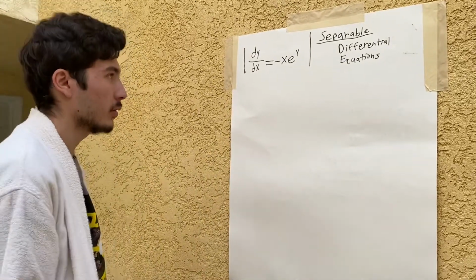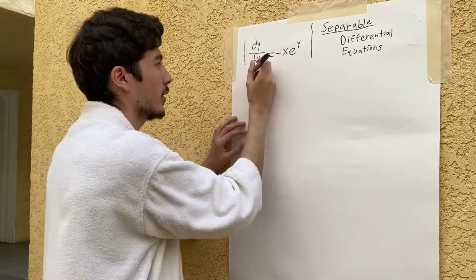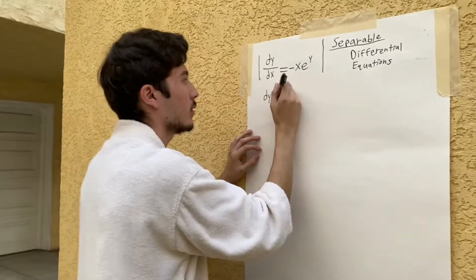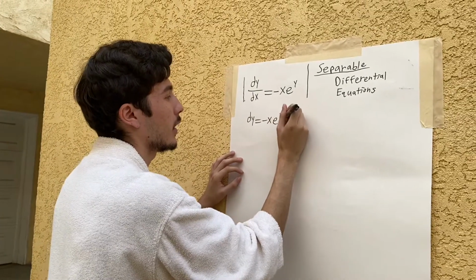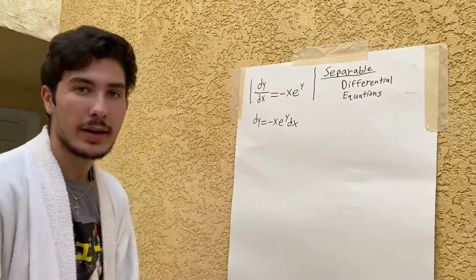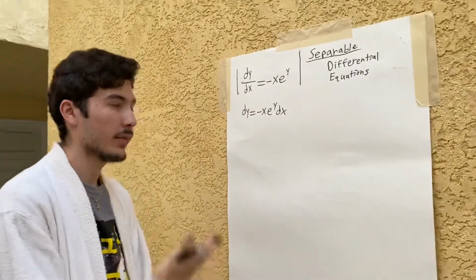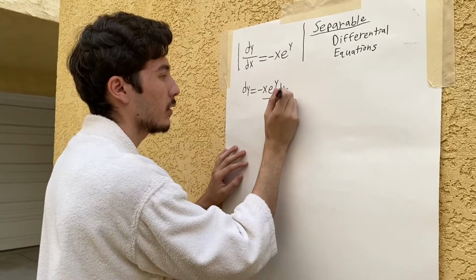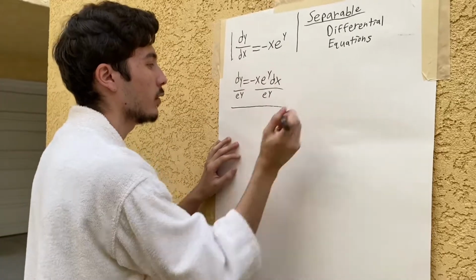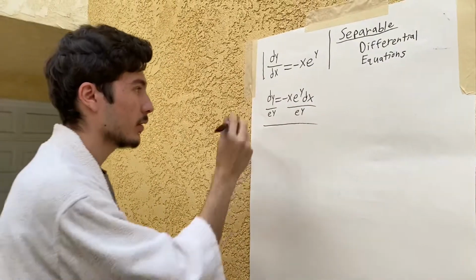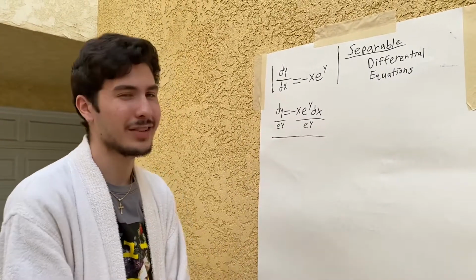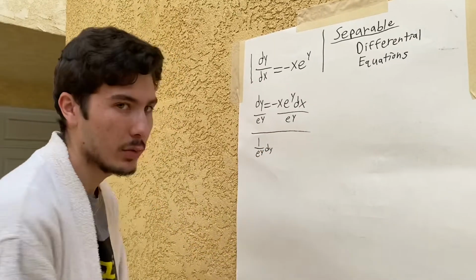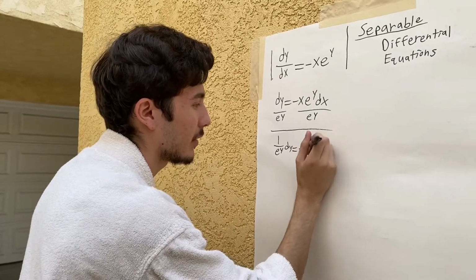forth. So to do that, first, we're going to take this x here and multiply it to the other side. So we're going to have dy equals negative x e to the y times dx. So great, now we have the x's together, right? But we still have a y that's in the wrong place. So what can I do to get rid of that? I can divide both sides by e to the y. And that's going to leave me with dy over e to the y, but that you don't really want, that just gets confusing. So I'm going to simplify that to be 1 over e to the y dy equals negative x dx.